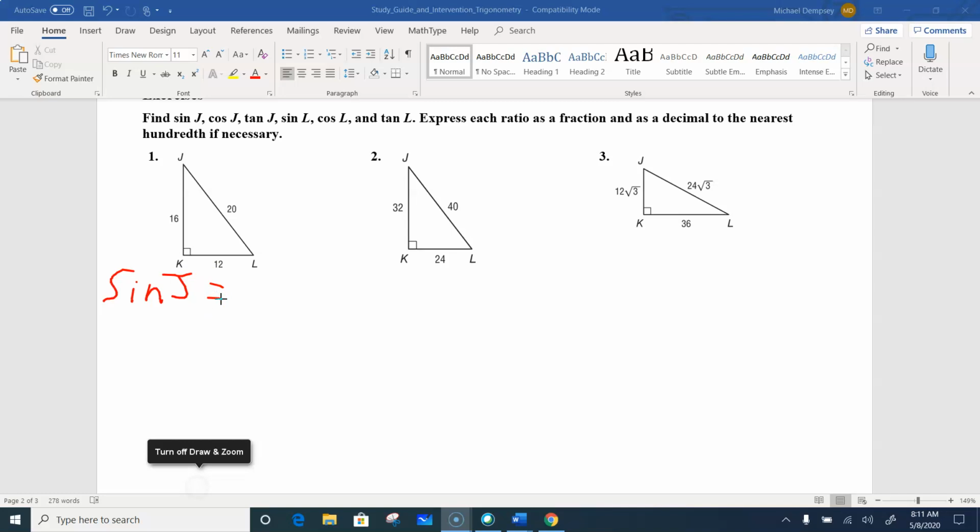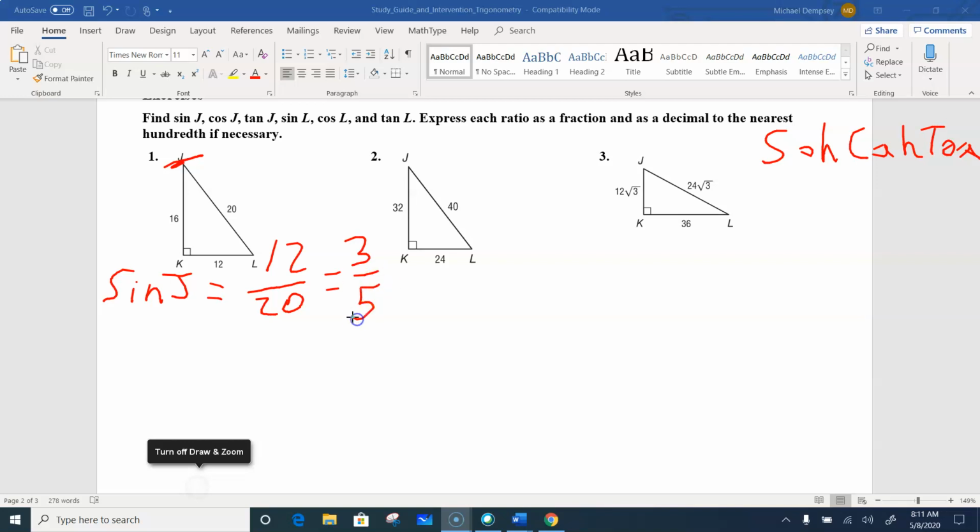So remember that acronym that we have, SO, CA, TOA. I'll write it over here. That helps us remember for sine, we want to look at the opposite over the hypotenuse. For both sine and cosine, the hypotenuse is going to live in the denominator. So I can put the 20 there right away. If I'm up here at angle J, what side is opposite, 16 or 12? It's the 12. If I simplify 12 over 20, I can divide both of those by 4, and that would be 3/5. That would be my sine ratio from angle J.